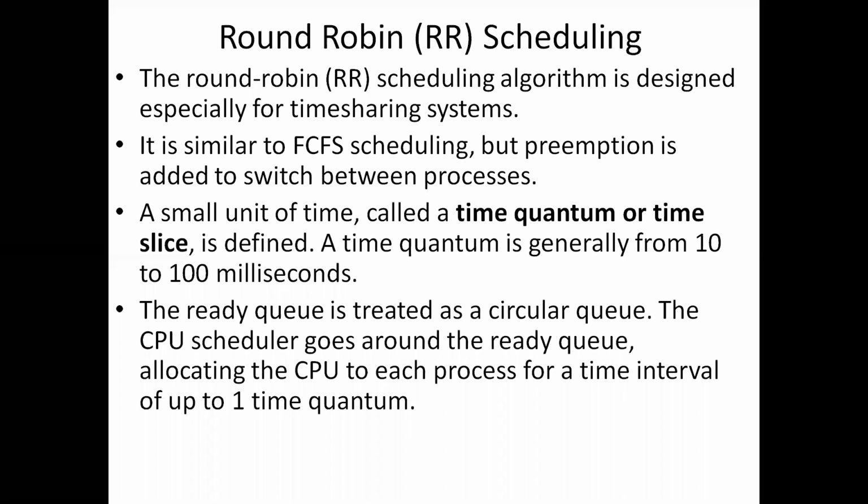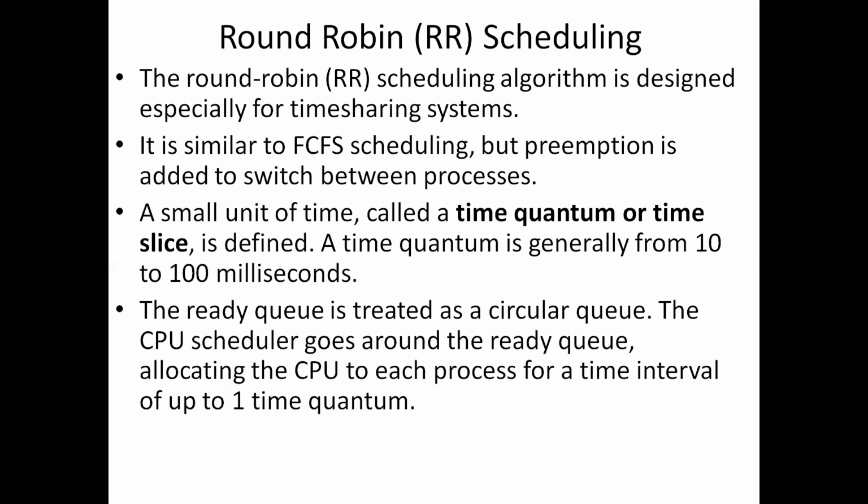It is similar to the first come first serve scheduling algorithm, but preemption is added to switch between the processes. Round robin will work like first come first serve, because the ready queue is first in first out. Whichever process enters the ready queue first is allocated the CPU first. The extra thing here is that preemption is added to switch between the processes.